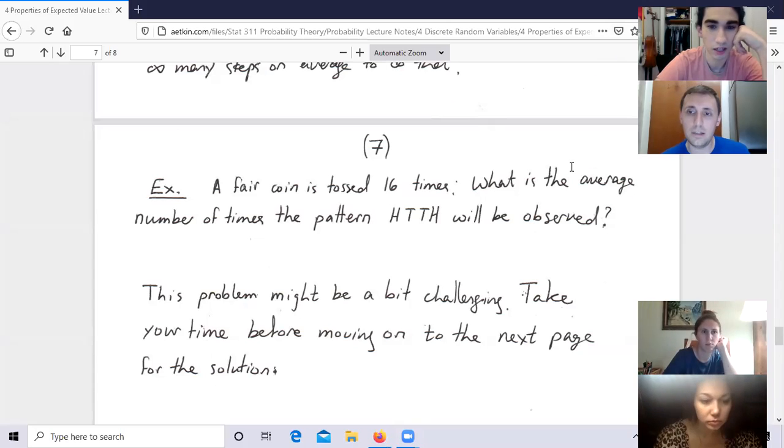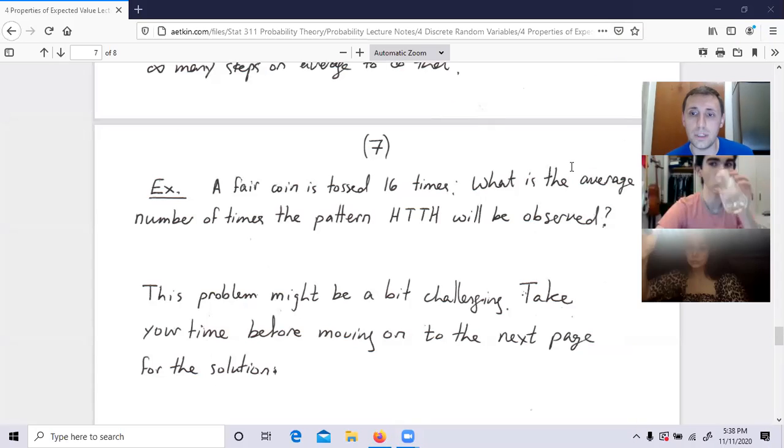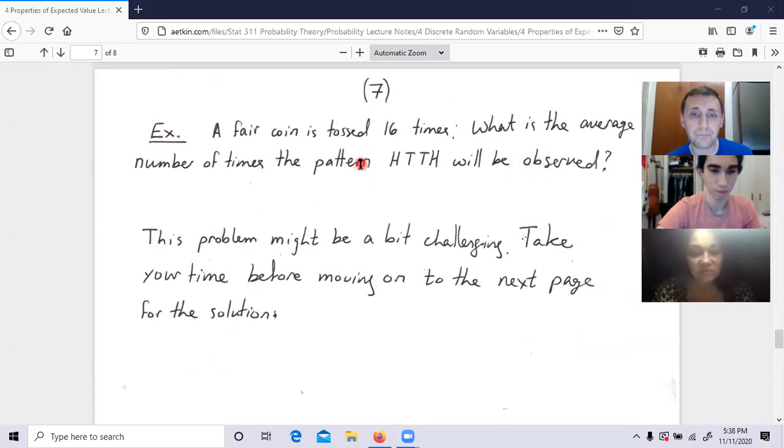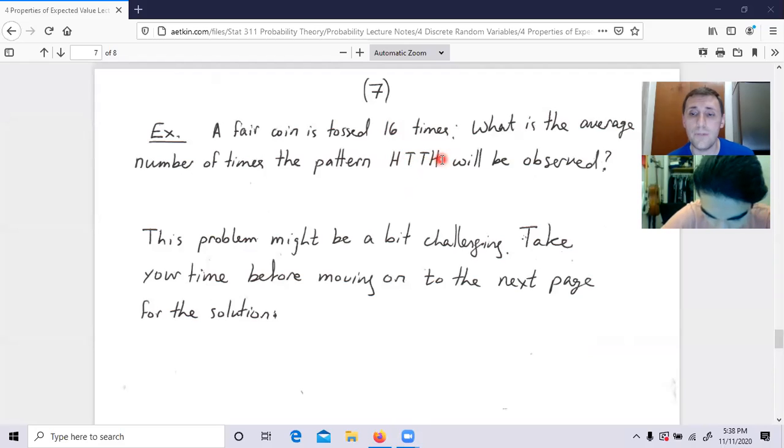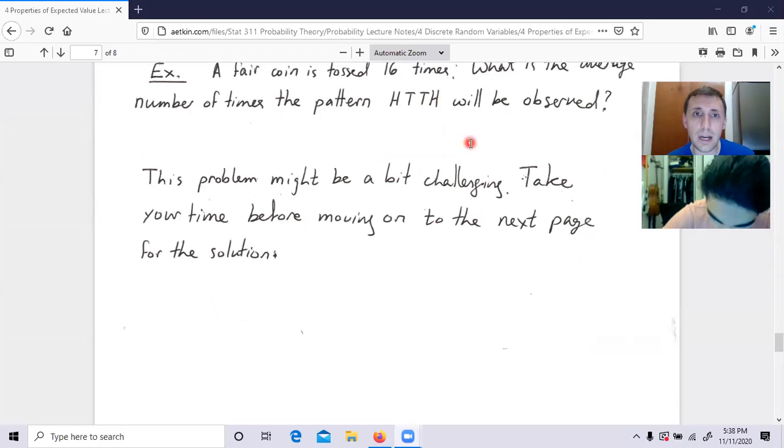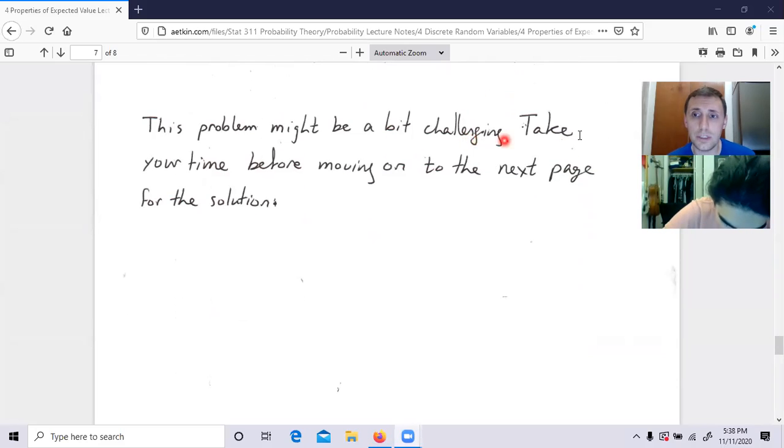Hello, Valeria. So let's go through this problem that we left unfinished from last lecture. How do I describe this situation? I have 16 times that I throw a coin, and how many times will I see HTTH on average? So I'm asking for the expected value, correct? So what I do is this.